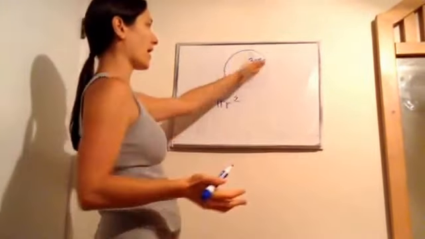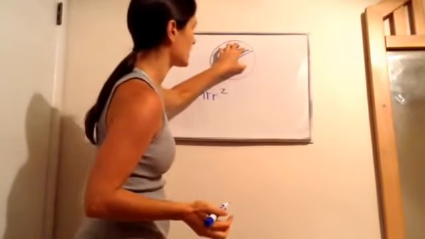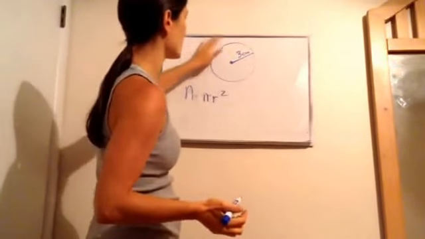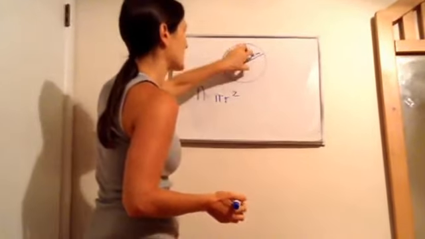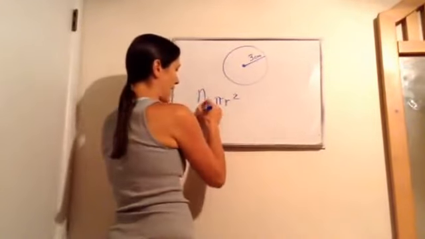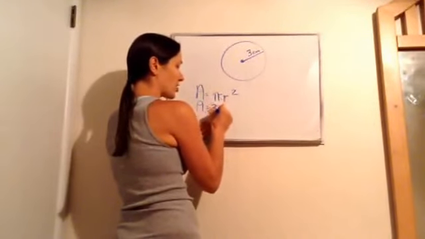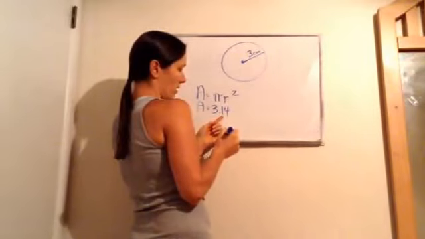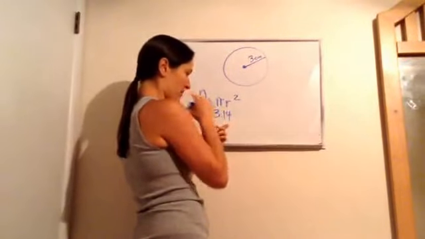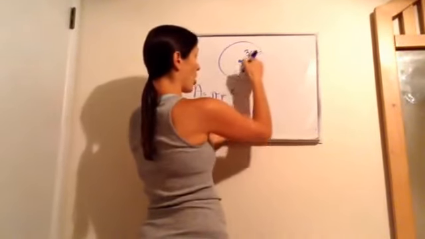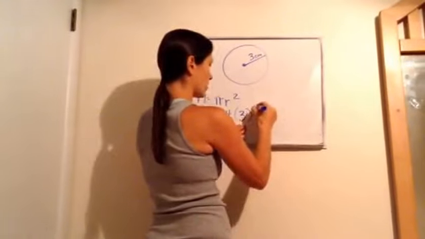So for example, let's say my radius was 3 centimeters. How would I find the area of the circle? Area is on the inside, remember that? Circumference is the distance around. We're finding the inside. So I'm going to say A equals, pi is 3.14. Hopefully you remember that. And then times R, which is 3, squared.